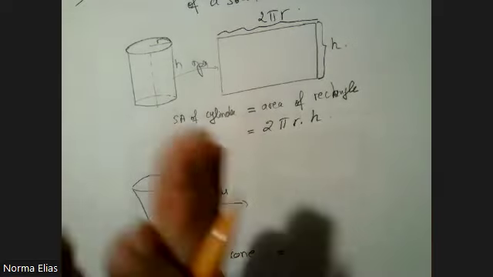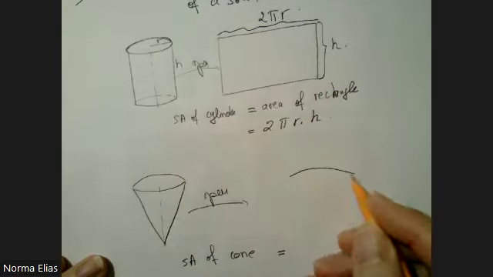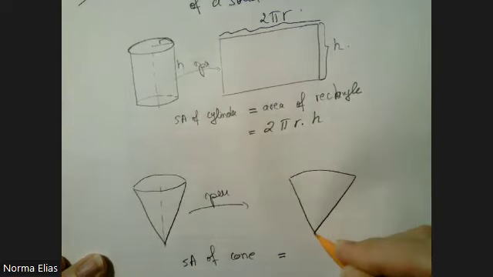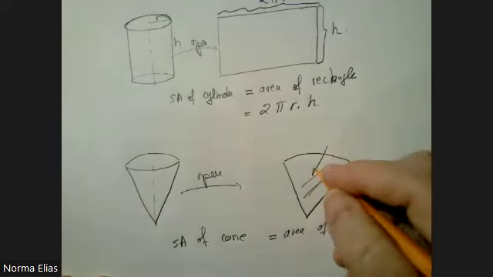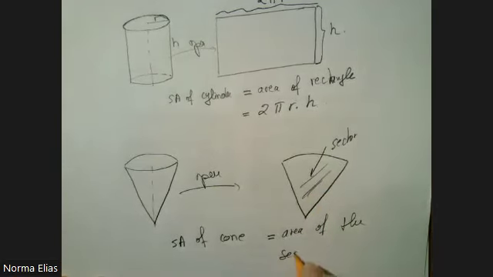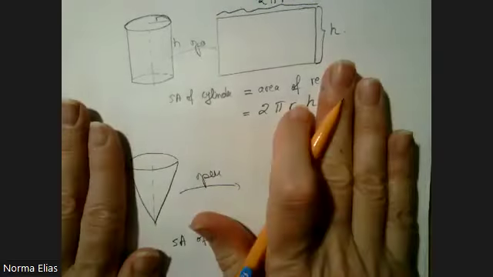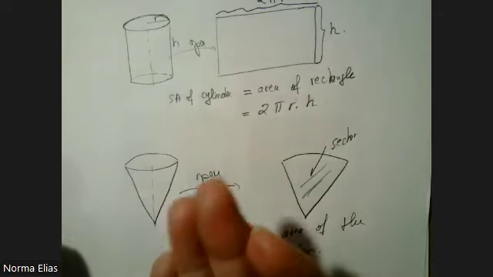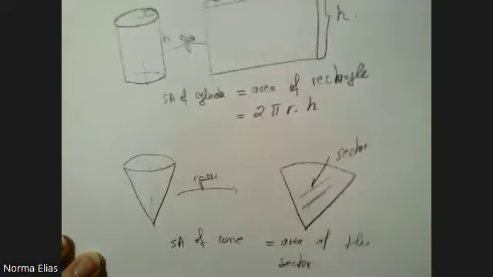You know, can you imagine what you get when you open the cone? You get something like this. You get that when you open it. So the surface area of the cone is basically the area of the sector. We call this a sector. So that's really the idea of surface area. It means you have a solid, you open it up and you see what the area of the outer layer is about.